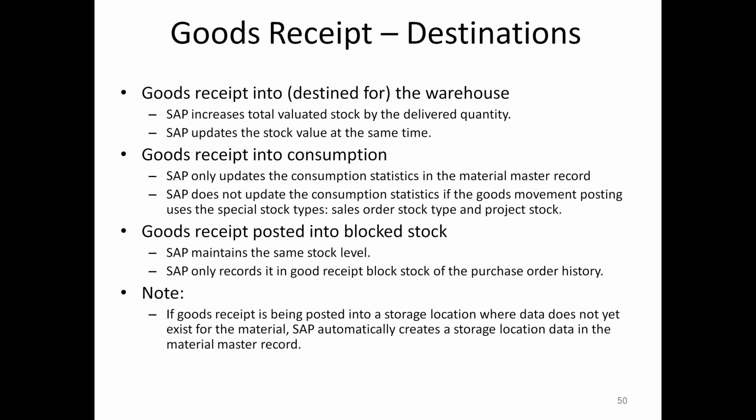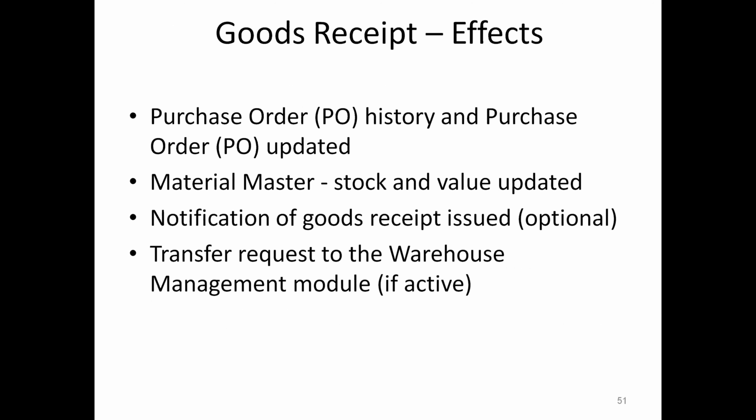But if you want to receive that stock, you want to increase your stock, then you receive a material for a purchase order which is not account assigned. Similarly, you can receive a material into a GR blocked stock. Okay. So once your goods receipt is done, your purchase order history is updated, and your purchase order is updated that the material is received. The material master stock is updated, and the value is updated.